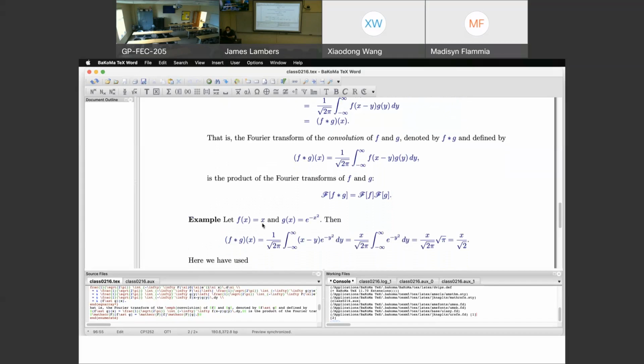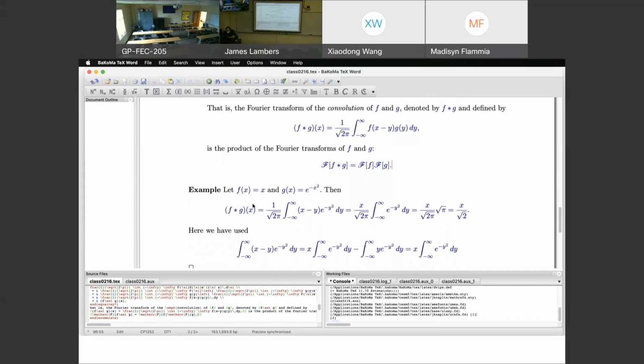Okay, here's an example of convolution. So little f equals x, and g of x is a Gaussian function, e to the minus x squared. So what I end up getting in this case is, here I have the definition of convolution, where I have the first function evaluated at x minus y, and then the other function is evaluated at y.